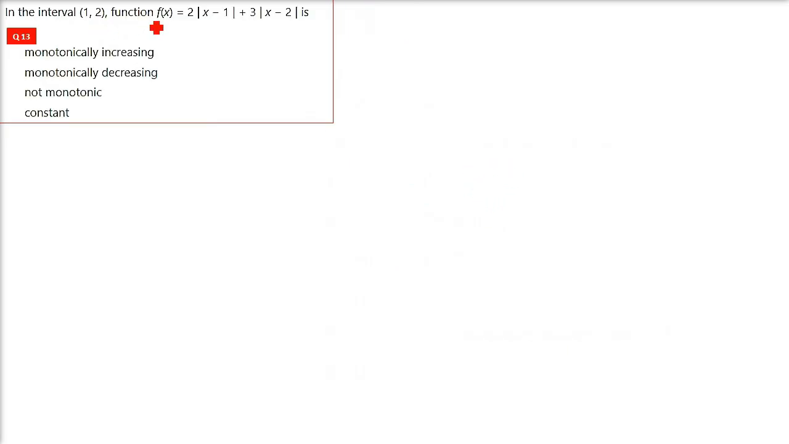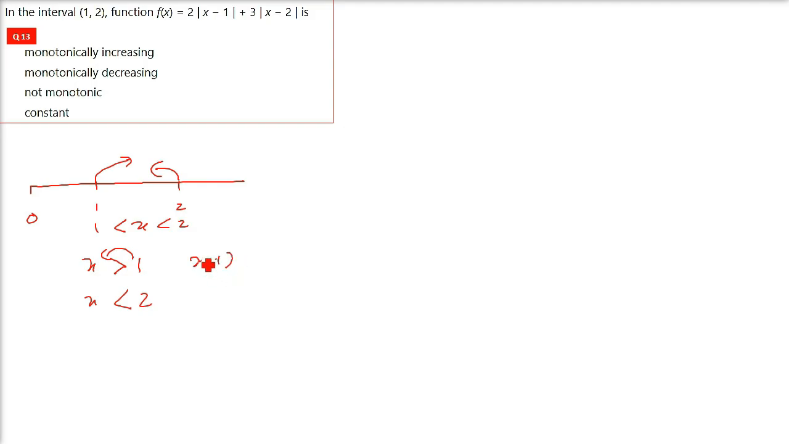In the interval 1 to 2, function f(x) is this. The first thing is that we are talking about 1 and 2. How has this 1 and 2 come? Because the modulus has x minus 1 and modulus has x minus 2. So x is between 1 and 2, it is given in the interval. That is, x has to be greater than 1 and less than 2. When you take 1 on the left, you will get x minus 1 is greater than 0. Here you will get x minus 2 is less than 0.